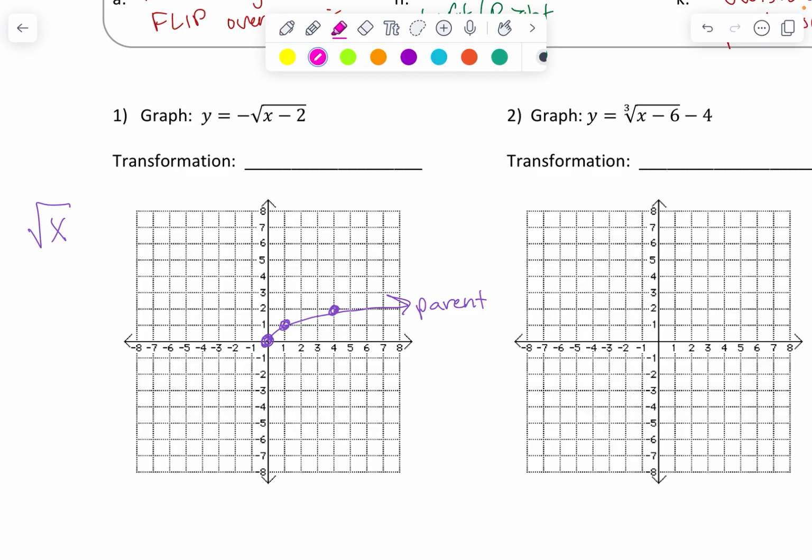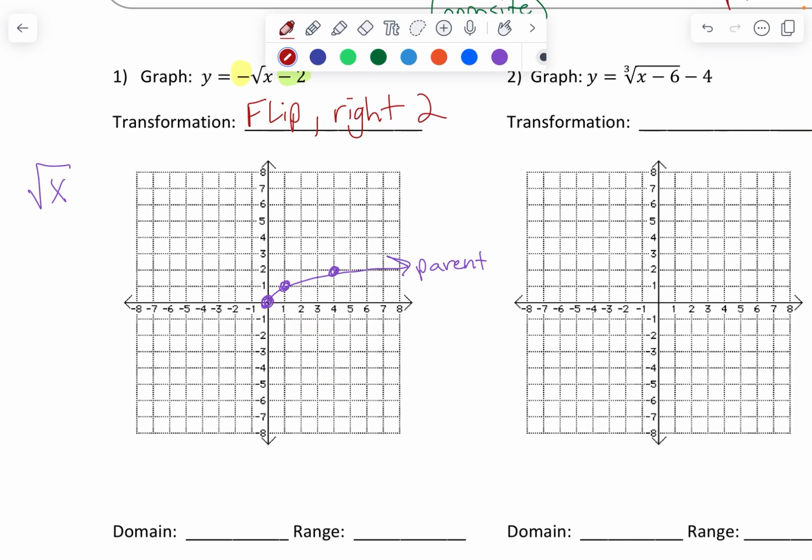Well, this one has a negative in front. So if you look at that box above, that means there's a flip. And then that -2 is inside the root. So that also means we're going to go left or right 2, but you do the opposite. So that's right 2. Okay, so when you have a flip, you should really do this in like 2 steps.